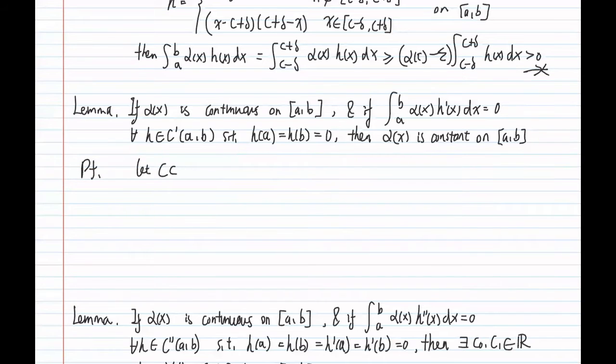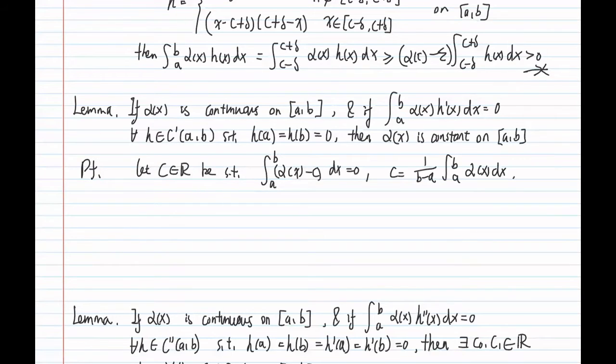Let C inside R be such that the integration of alpha x minus C from a to b equals 0. That is easy to find, right? Just let C equal 1 over b minus a times the integration from a to b of alpha x dx. So C can be found by this value.